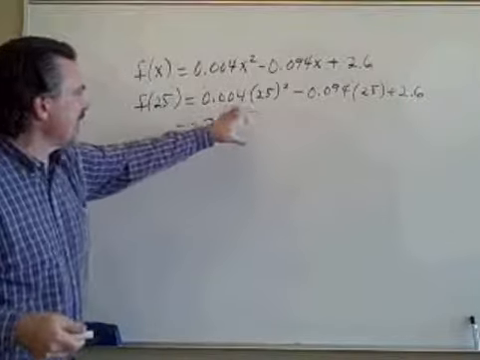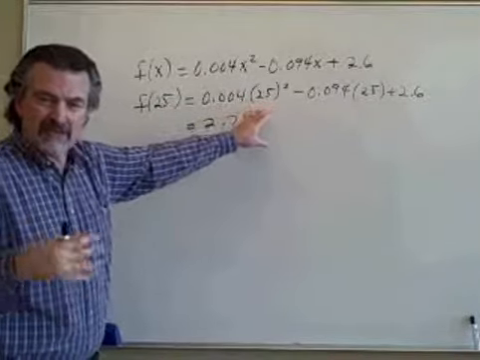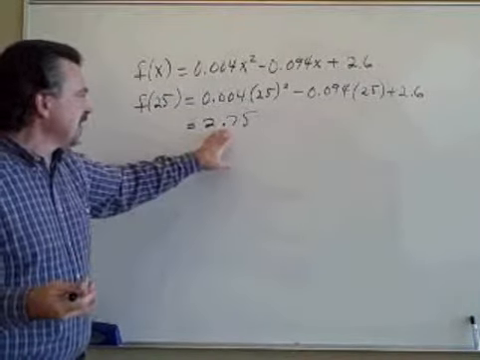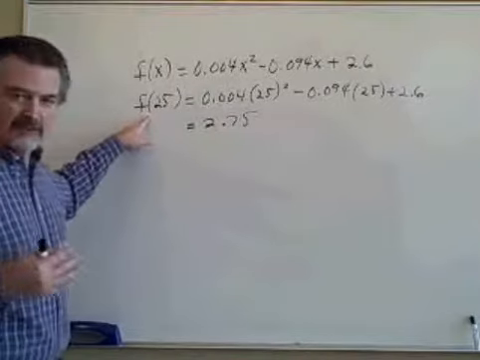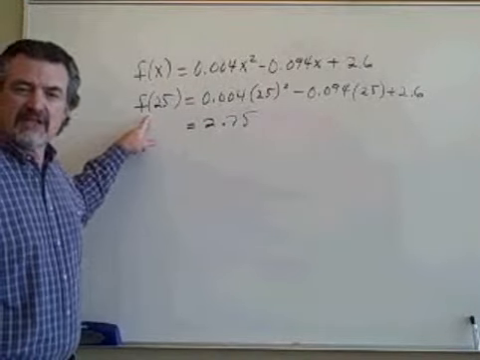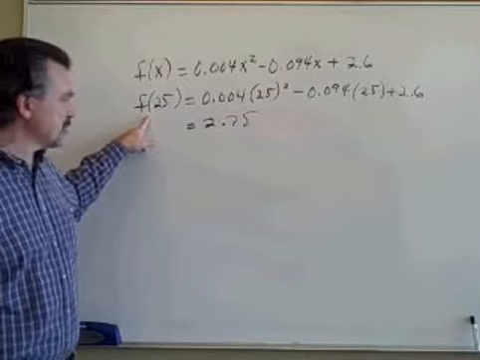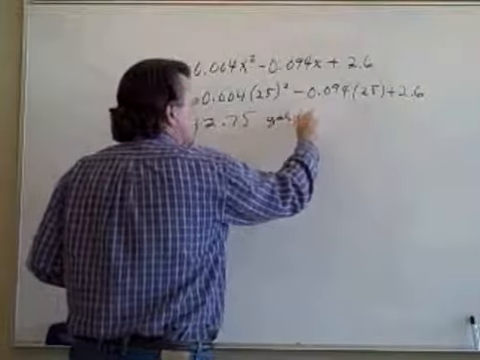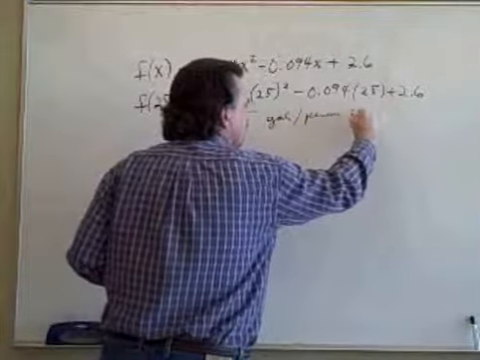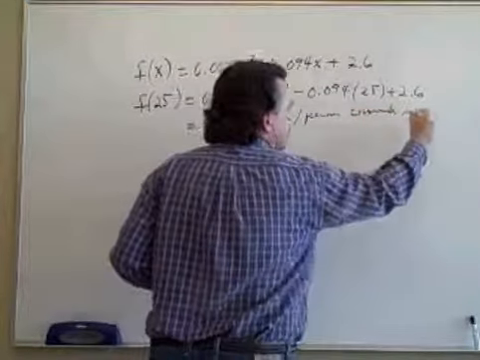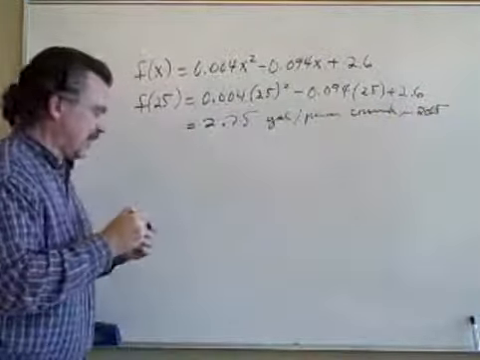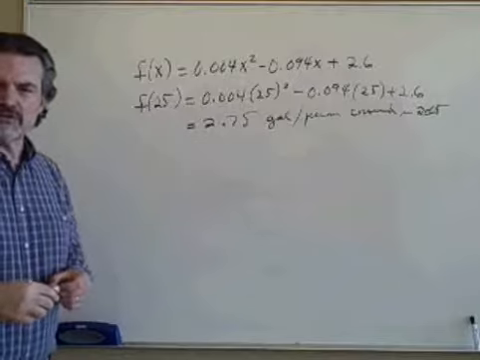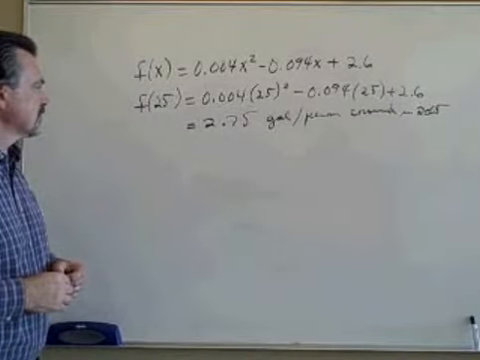And x being 25, x is the number of years after 1980, so x being 25 means 25 years after 1980, which would be 2005. So 2.75 is the function's value. Remember, the function's value is the gallons per person consumed. So what we could say is this: there were 2.75 gallons per person consumed in 2005. According to this model, in 2005, the average consumption was 2.75 gallons of wine per person.